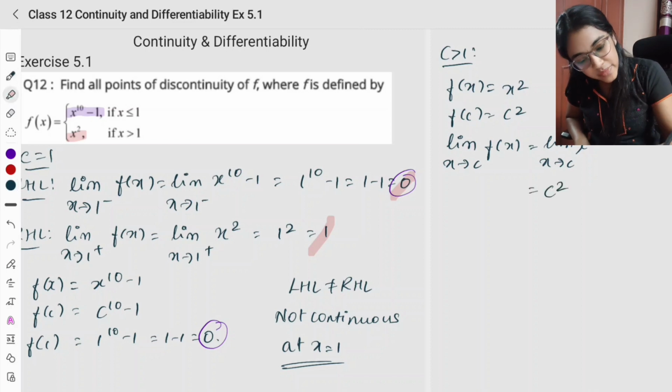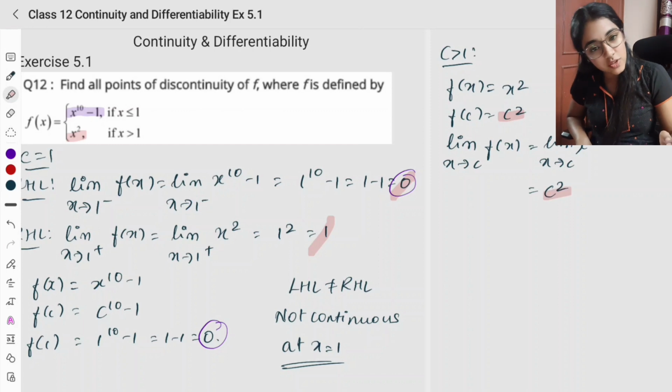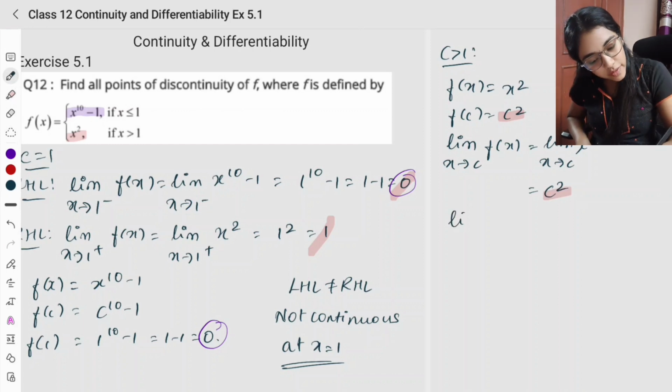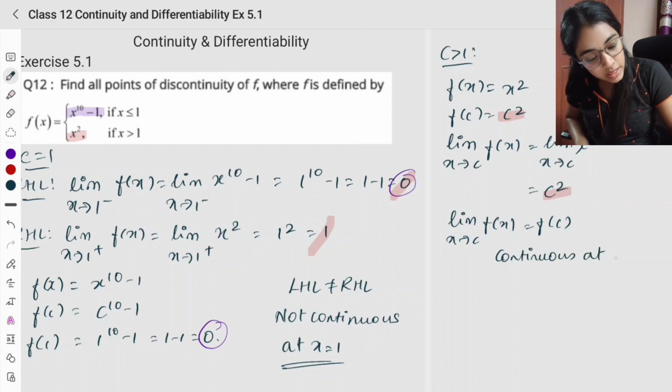So what do I see? The value here is c square, and the value here is also c square. So the limit and the f of c, they are equal. The final answer: limit x tends to c of f of x is equal to f of c. So the given function is continuous at c greater than 1. Correct?